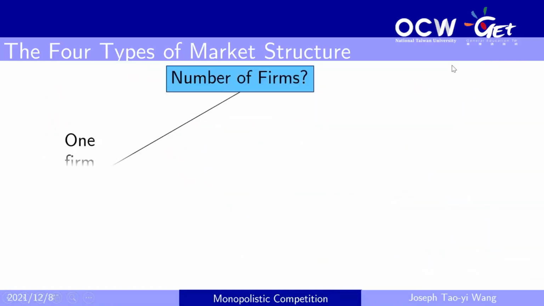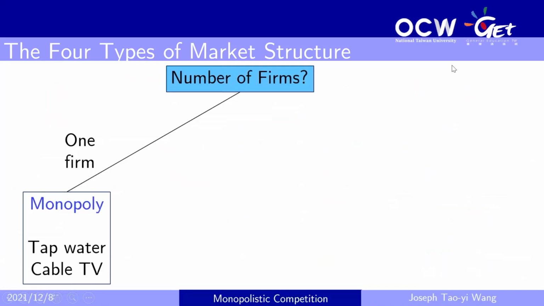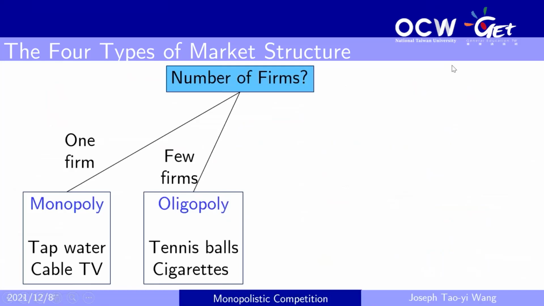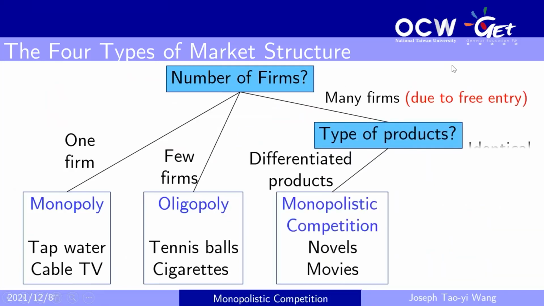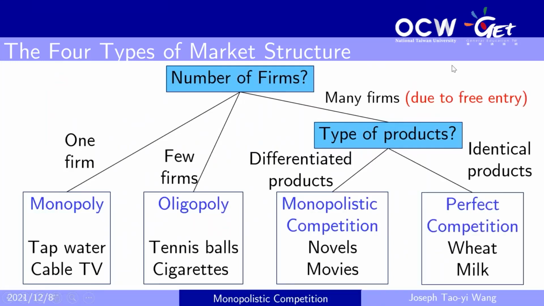So just to give the big picture again, if you only have one firm, you're in a monopoly. If you have a few firms, that's oligopoly, that's the next chapter. And if you have many firms, because of free entry and exit, then you have to see if this is identical product or differentiated product, and then you can separate monopolistic competition and perfect competition.